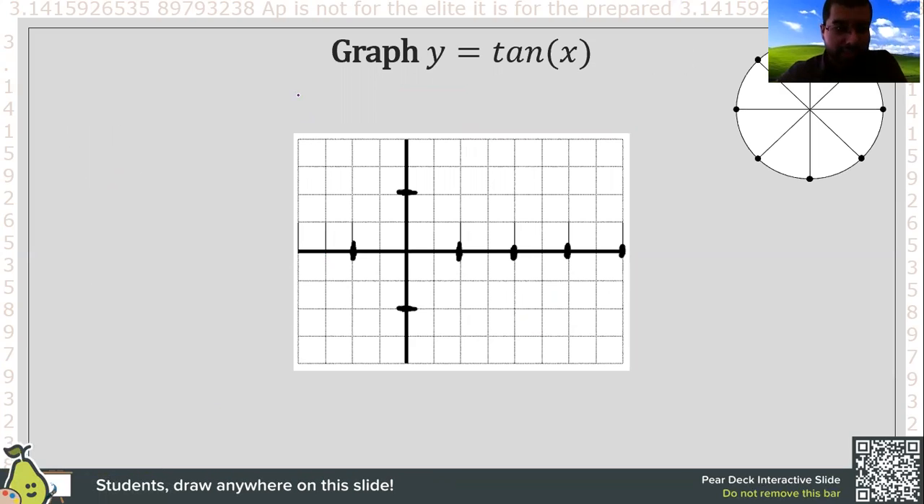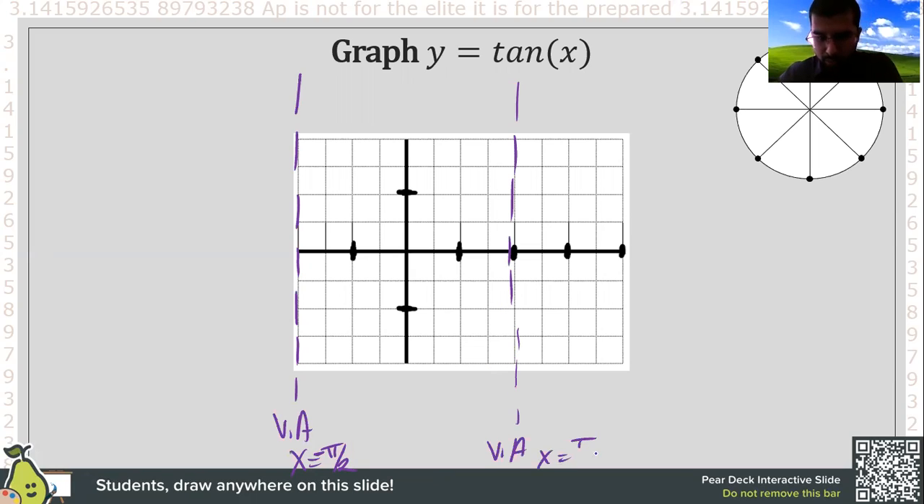Alrighty, the next one that I want to do with you guys is tangent. Tangent is very interesting because it has vertical asymptotes at x equals -pi/2 and at pi over 2. Now I want you to think about that. What's going to happen with these vertical asymptotes when we get the inverse? We know what happened with our horizontal wave. It became a vertical wave. So what's going to happen to vertical asymptotes?